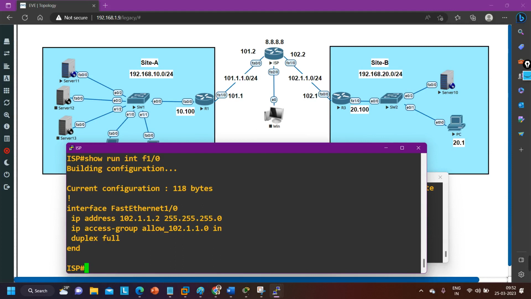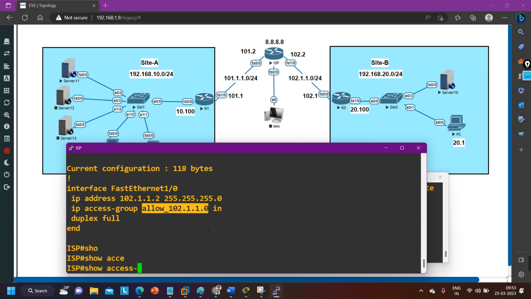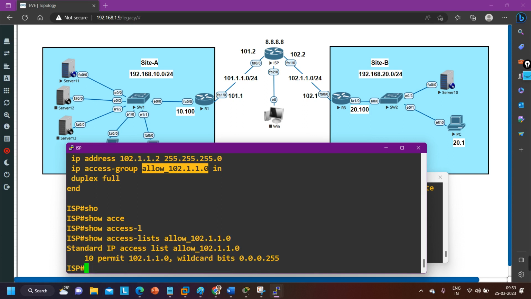Here also you can see access list is configured, yes or no? If you want to open this access list, see, access list, and let me put it. So you can see only this public network is allowed over here.